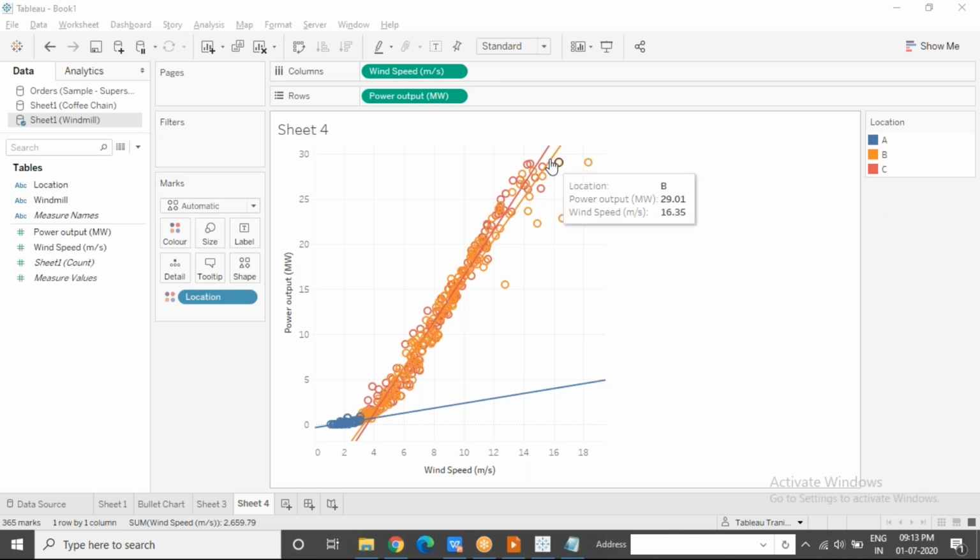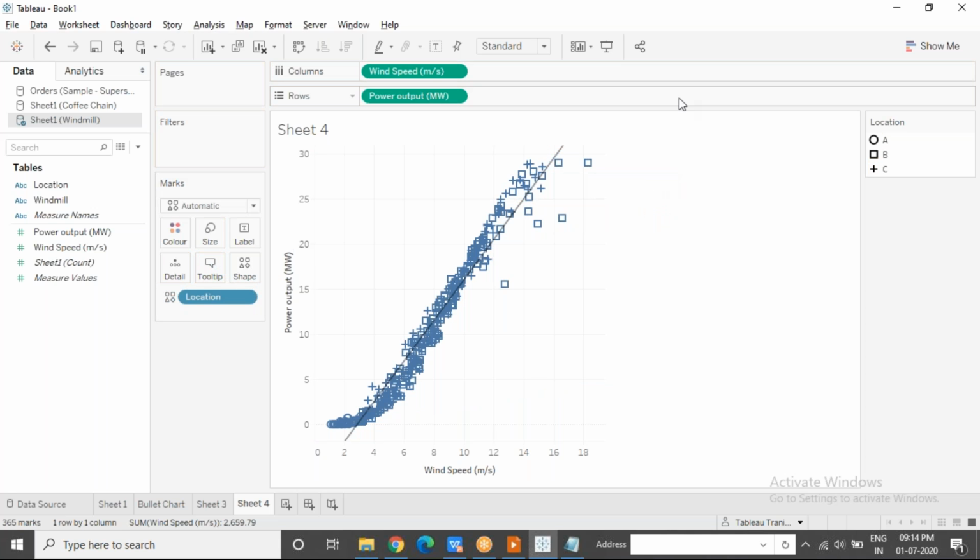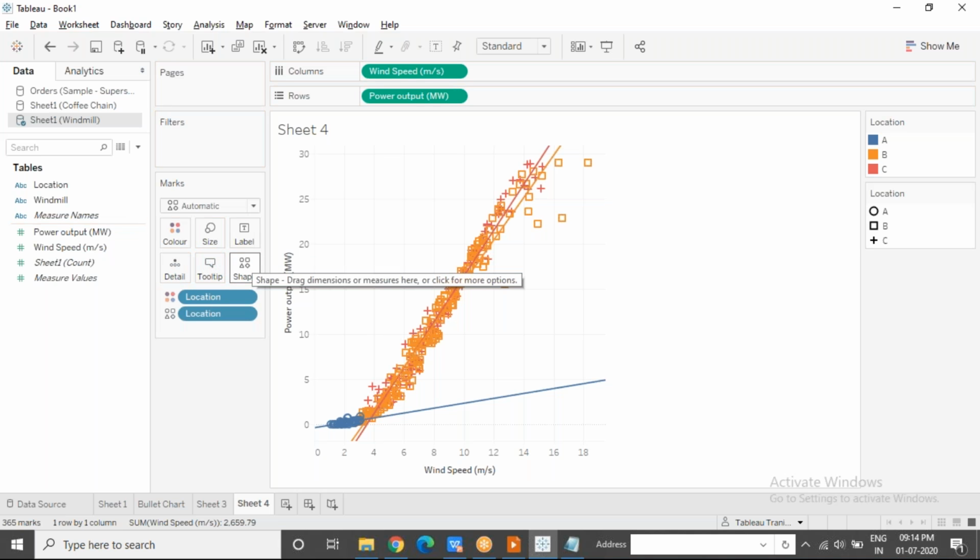Shape, if you use, you will not get different trend lines. Only for color, we have this option. Suppose I use location on shape. Each member may come up in a different shape, but the trend line will be a single trend line. So color has this feature, not shape or size. Color is compulsory. Then if you want to show them with a different shape, you can do that.